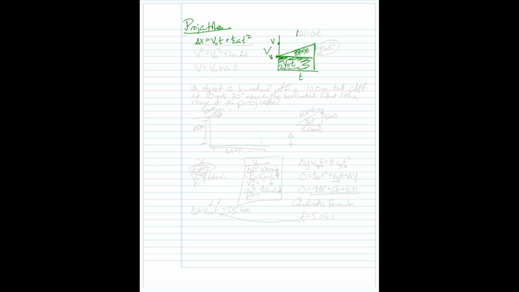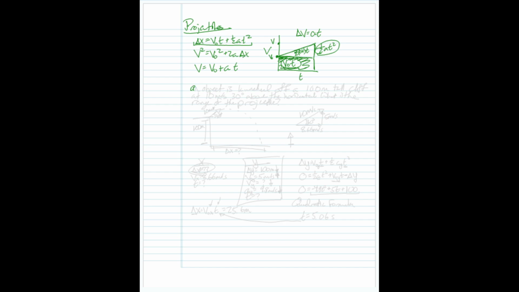Except earlier we said that change in velocity is acceleration times time. So I can replace that delta v with an at, and that gives me 1/2 at squared. To find my change in position, I have to take this area plus that area. And that gives me this equation. The other equations we have are v squared equals v0 squared plus 2a delta x, and v equals v0 plus at.